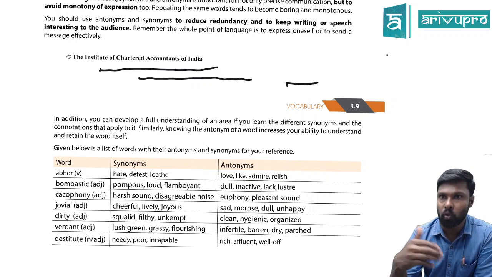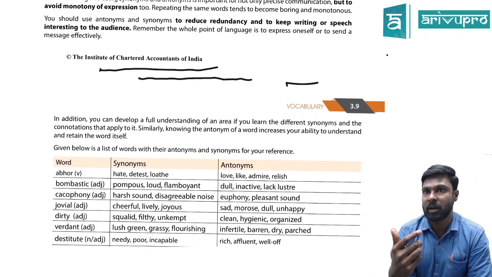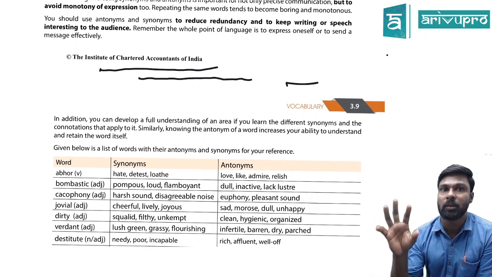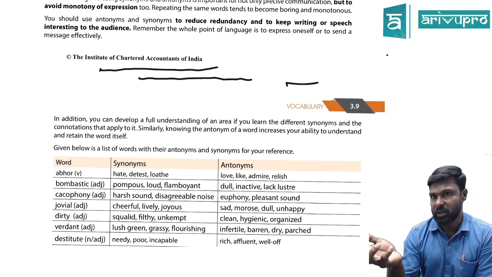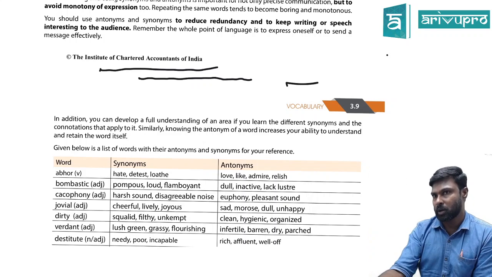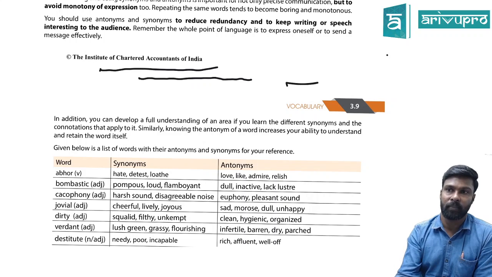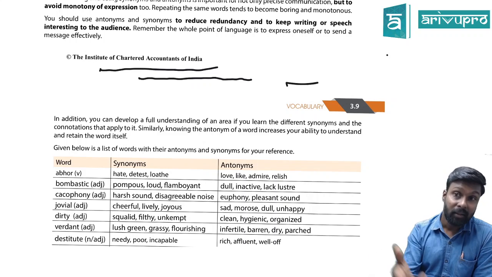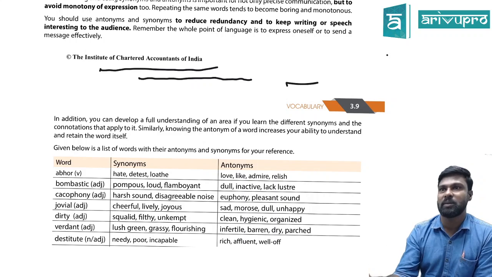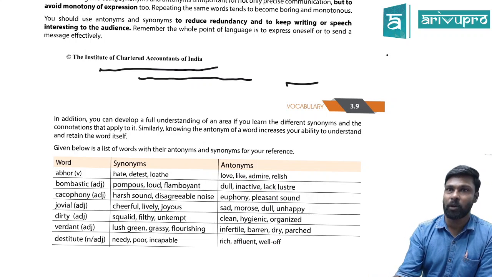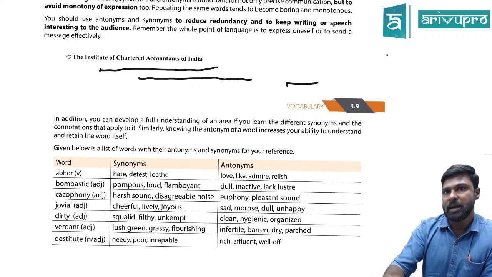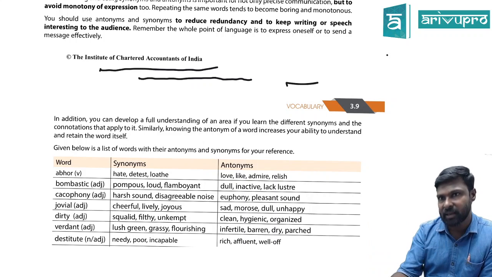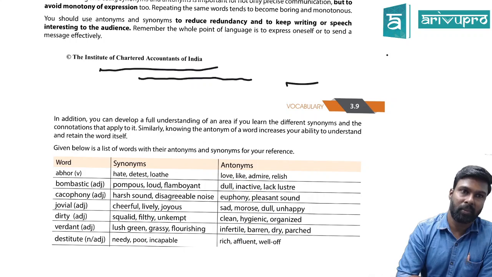So likewise, in order to master a particular field, you need to know the specific synonyms and antonyms of that particular domain that you are choosing. That's why I said the domain that you have chosen is commerce, accounts, stats, math, if at all it is, law and things like that. So you need to master certain concepts, ideas, and so on and so forth.